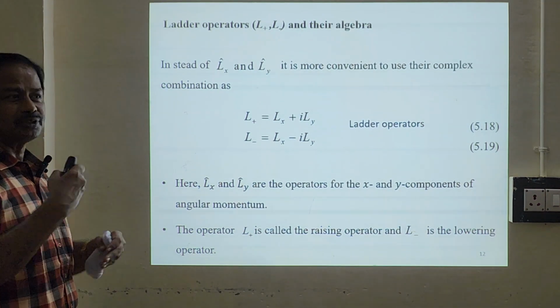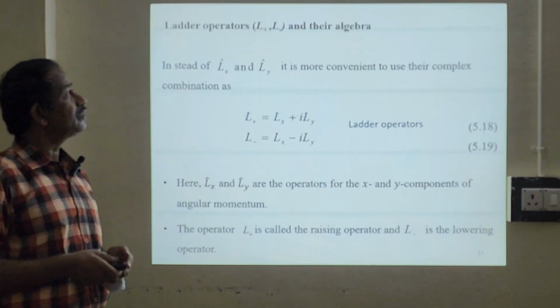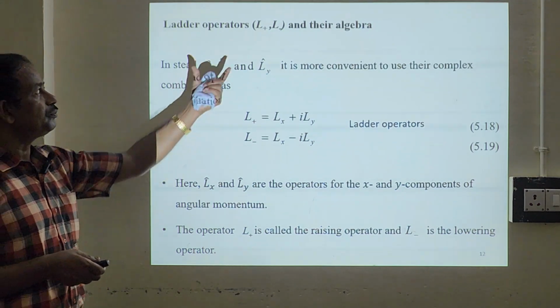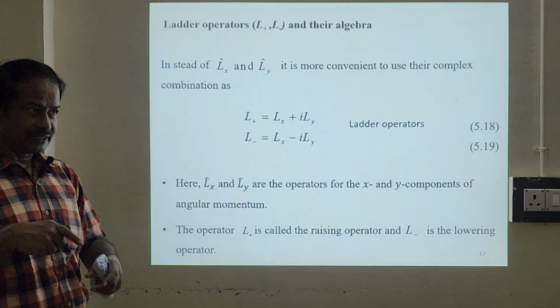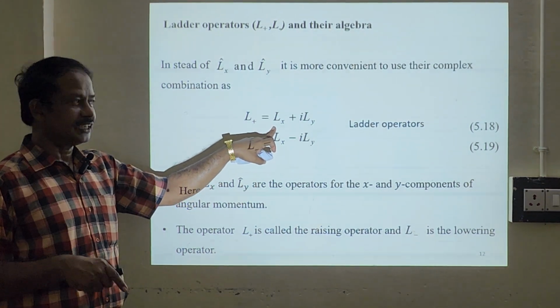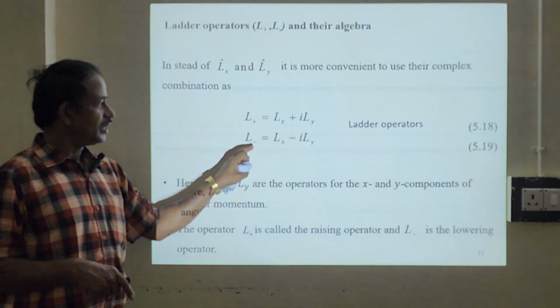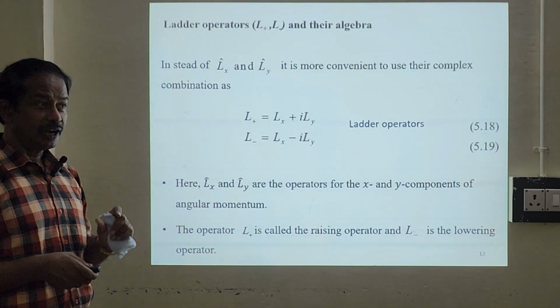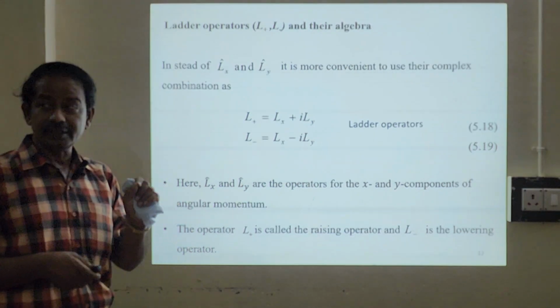So now we have come to the last session in this class. This is about ladder operators. Just now we were discussing the ladder operators L plus and L minus. L plus is given by Lx plus iLy, and L minus is given by Lx minus iLy. Of course, a very important thing: all are Hermitian operators.